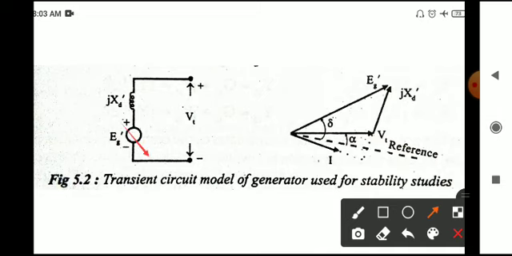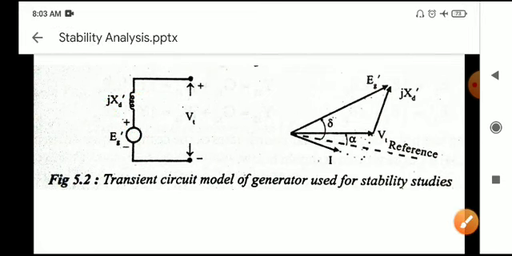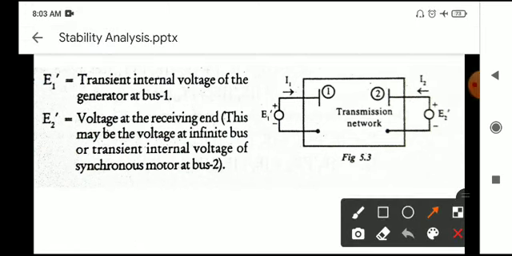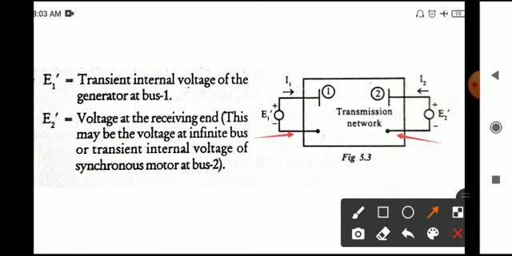It is represented using an EMF Eg dash and a reactance Xd dash. So Eg dash is the transient internal EMF, and Xd dash is the transient reactance. For the analysis, just consider a single generator supplying power through a transmission system to a load or any large system. Consider this as one end and this as the other end.